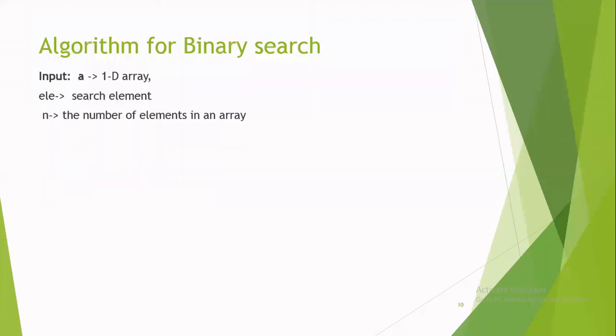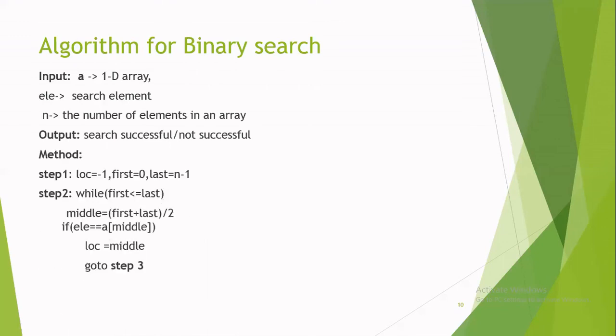Coming to the algorithm for binary search, the input for this algorithm is same as the input for linear search, but here a list that you are going to input should be a sorted one. The inputs for binary search are as follows. A one-dimensional array with size n and a search element ELE. And the output of this algorithm is search successful or not successful.